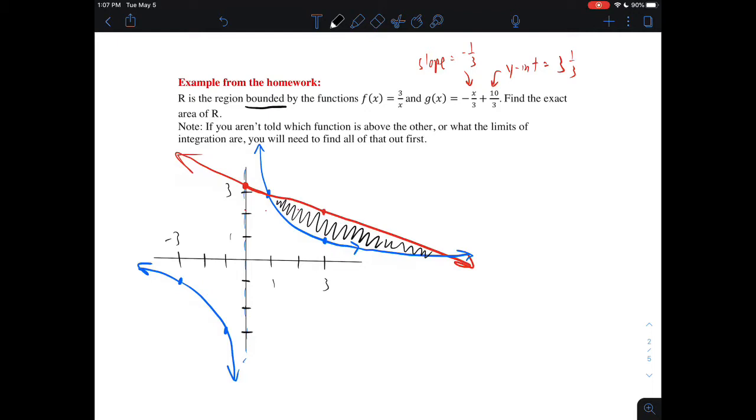So now that we've seen this, we need to figure out where they intersect. Once we've done that, that's going to help us with our limits of integration. And then by my picture, now I can see that g of x is actually greater than f of x in this particular interval. So we need to find the limits of integration.